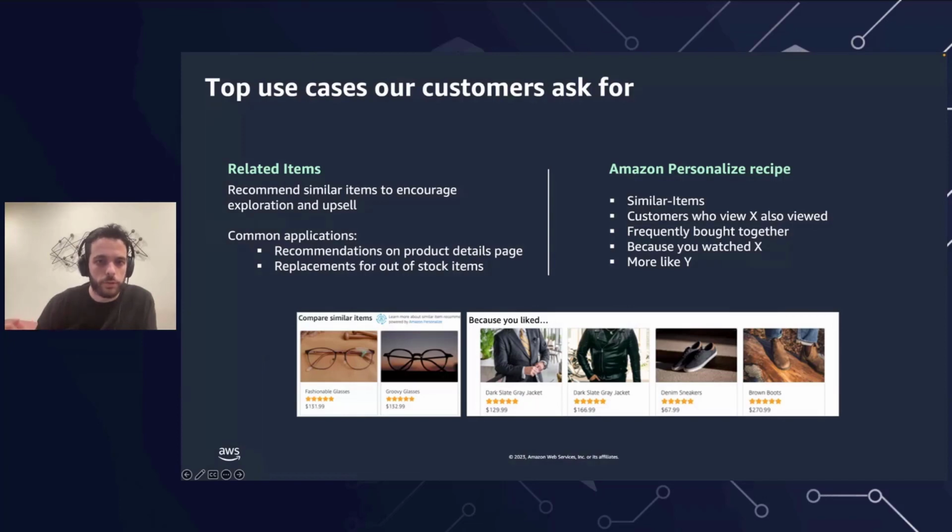First ones are tailored towards e-commerce applications again. So this is customers who viewed X also viewed, and then frequently bought together. So again, these are generating carousels that do exactly as described there. One is powered by the view event. So customers who also viewed is powered by view interactions, and frequently bought together is powered by purchase interactions.